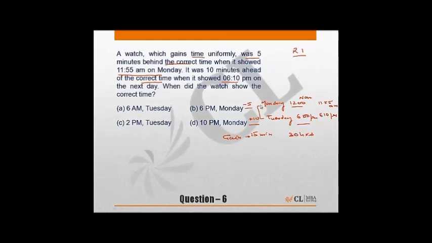To come to the correct time, it should have needed to gain only 5 minutes, because at 12 noon on Monday, it was 5 minutes behind. Had it gained 5 minutes, it would give us the correct time. So time required to gain 5 minutes: to gain 15 minutes, it is taking 30 hours. To gain 1/3 of 15, 5 minutes, it will take 1/3 of 30, which is 10 hours.